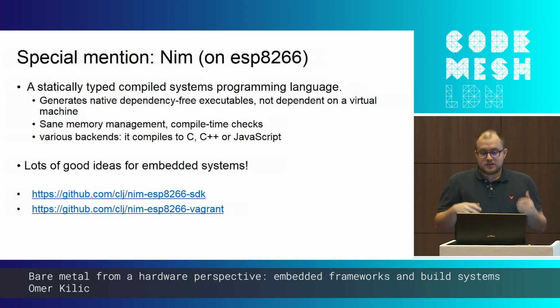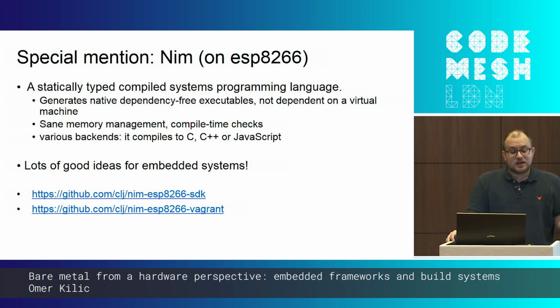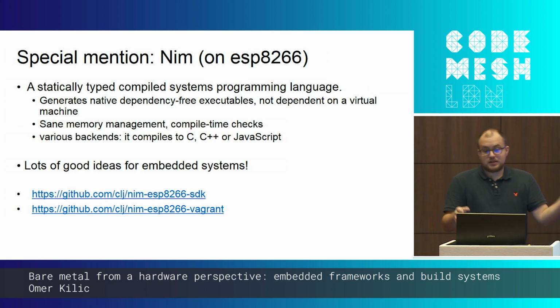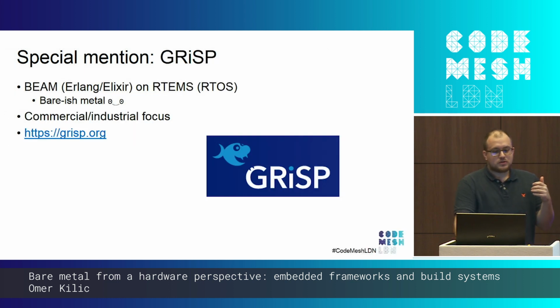So of particular interest to me right now is Nim, which is a very interesting language. It's fairly sane in terms of the ideas that it has, which make it kind of a good fit for embedded systems. It's not very popular. A friend of mine, Christian, put together a nice SDK and even a Vagrant box for experimenting with it on ESP8266, which is, if you're interested in languages and if you like playing with these small architectures, definitely worth a try. I am looking forward to hacking on it. Another special mention goes to the Grist project.